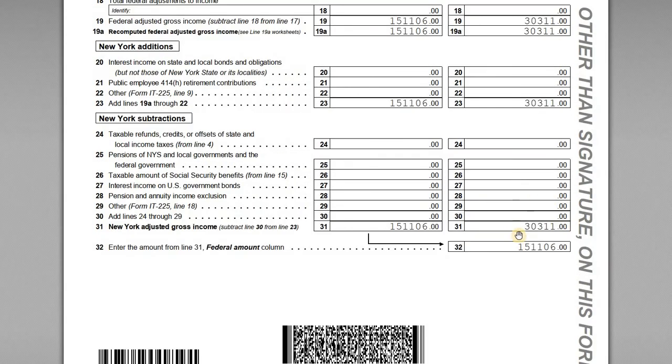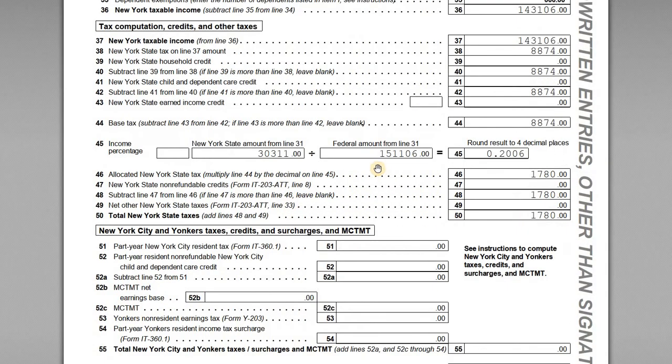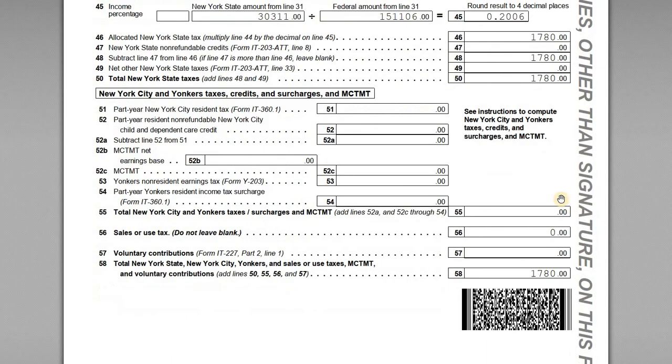That's coming from up here on line 31. Divided by the total, 151,106, gives us 0.2006. So effectively, 20% roughly of our income is being apportioned to New York State. Okay, so then the 0.2006 times the 8874 gives us our total New York State taxes of 1,780.